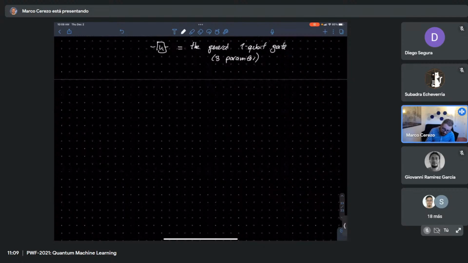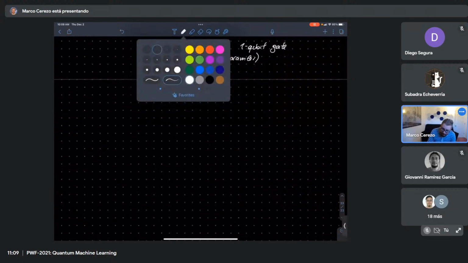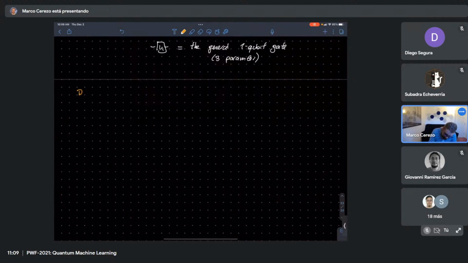So you can think about now what would be in practice the difference between a hardware efficient, or the difference between problem inspired and agnostic ansatz.